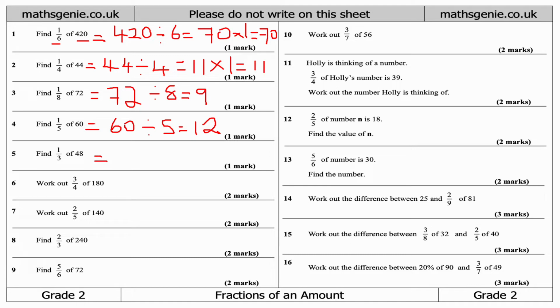Question number 5, find a third of 48. Divide by the bottom, times by the top. 48 divided by 3 is 16, guys.